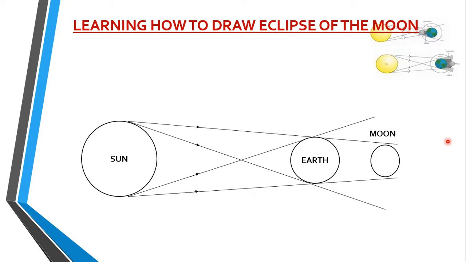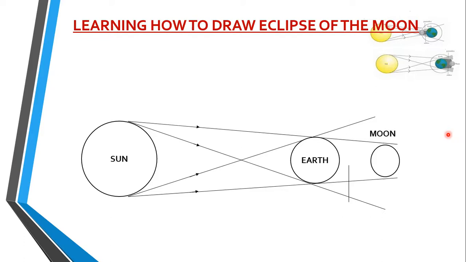Again, label the part that's where we have total darkness. This is the part we have total darkness, and this is where we have the partial darkness. So we're going to label it as we did for eclipse of the sun. So this is it. Then the total eclipse labeled, then partial eclipse.